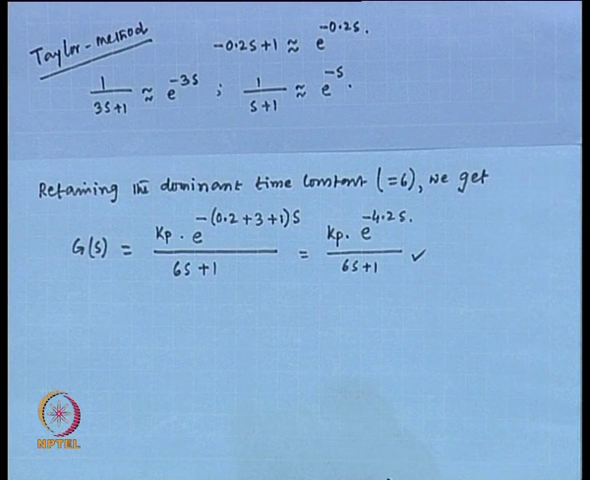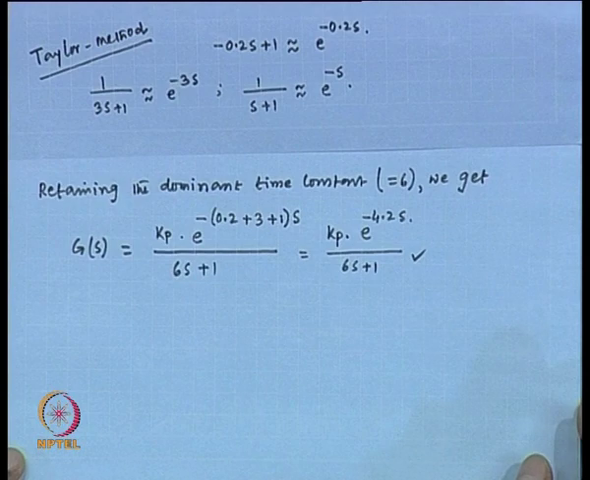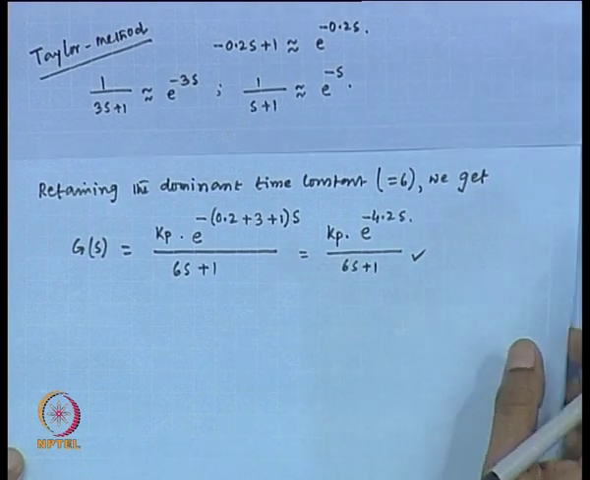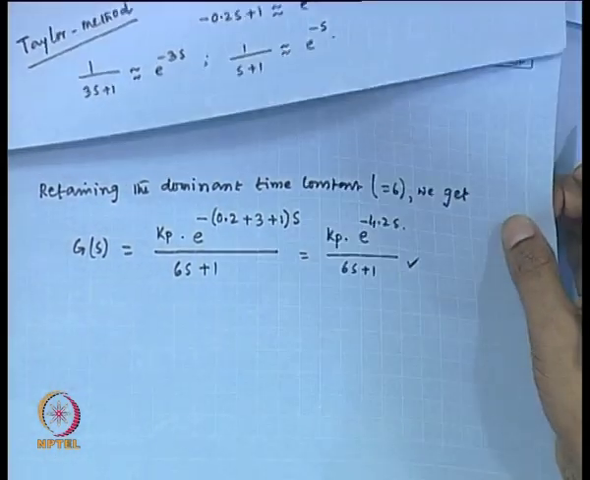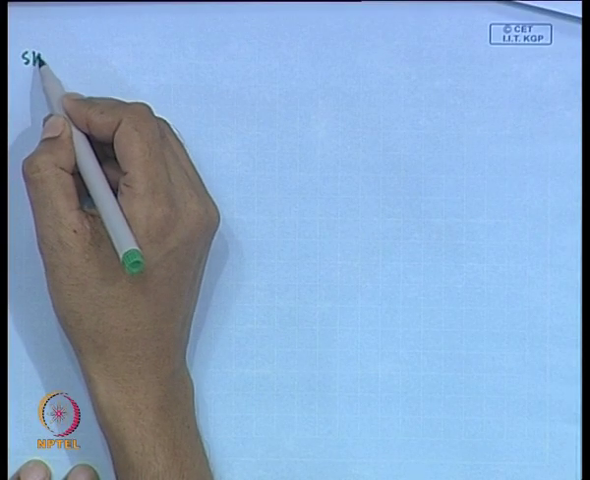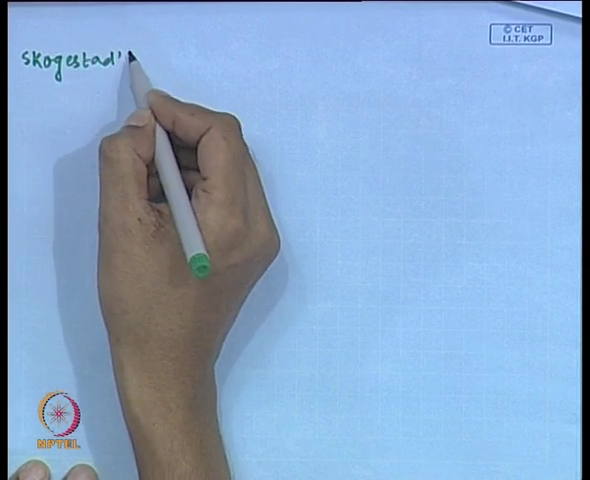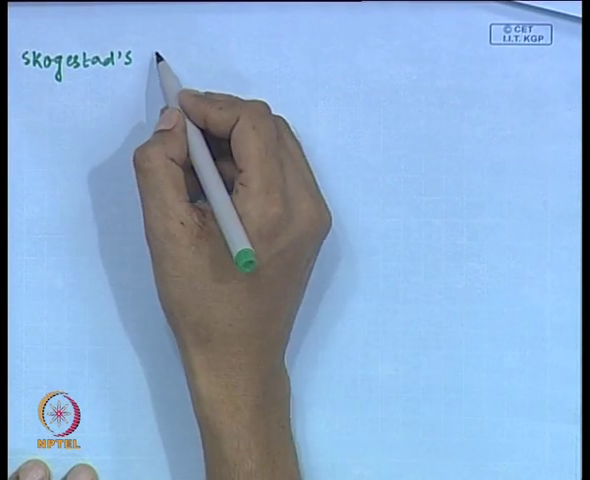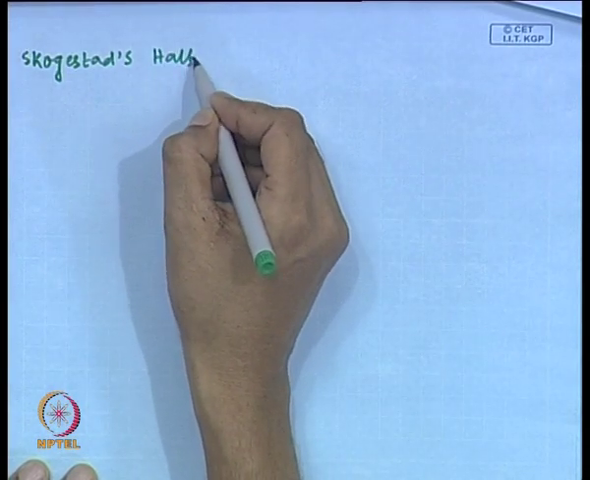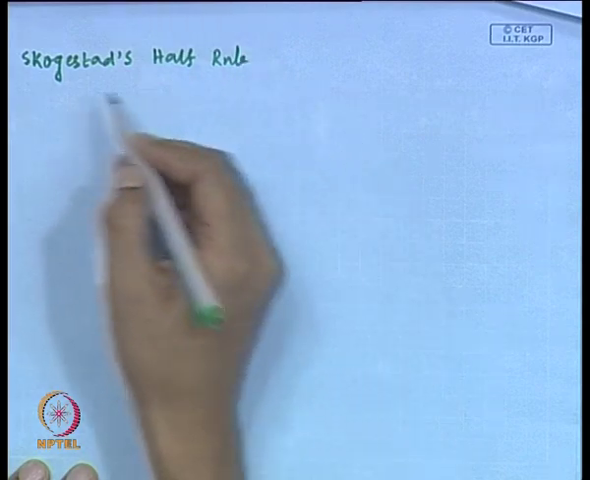Another method we want to discuss, that is Skogestad half rule method, using which we can also transform the higher order transfer function to lower order transfer function. So, next we will discuss another technique, that is Skogestad's half rule.